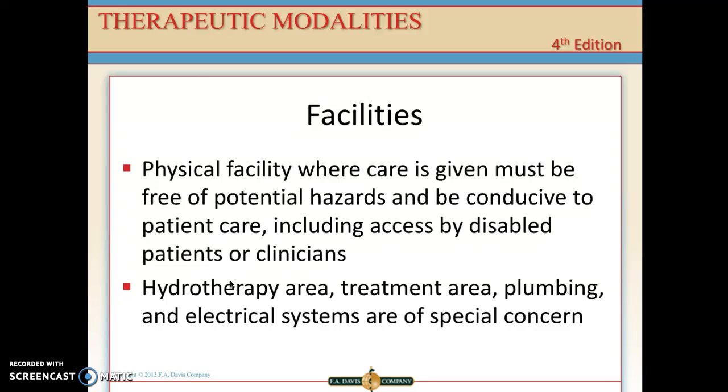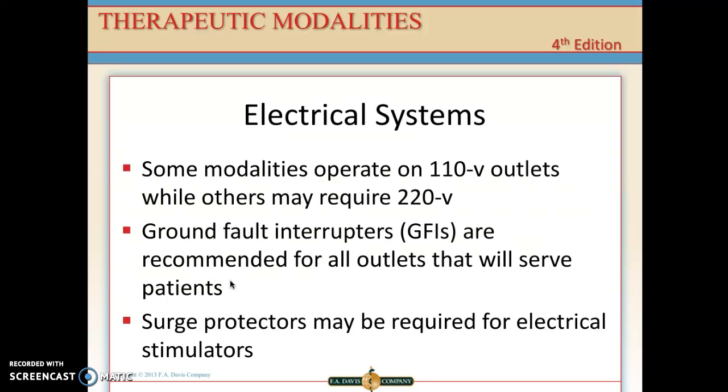Okay. Last concept, facilities. It is incumbent on the athletic trainer to run a facility that is safe. So we're talking about the physical facility where care is given, and it must be free of potential hazards and be conducive to patient care, including access by disabled patients or clinicians. So of special concern are the hydrotherapy area, the treatment area, paying attention to your plumbing, and also to your electrical systems. All right. So some modalities are going to operate on a 110 volt outlet, which is your standard household outlet, while others may require a 220 volt outlet.